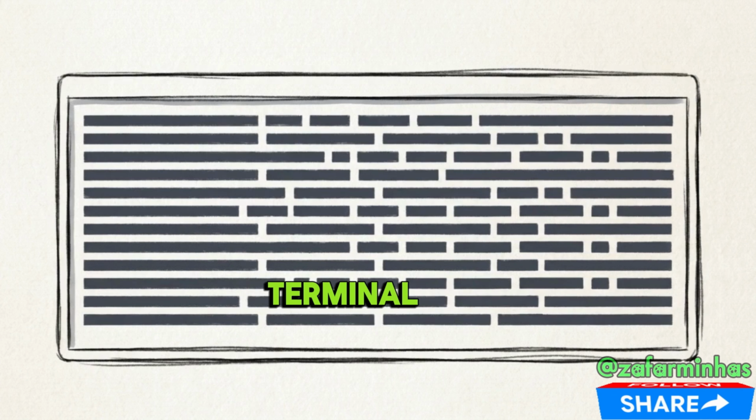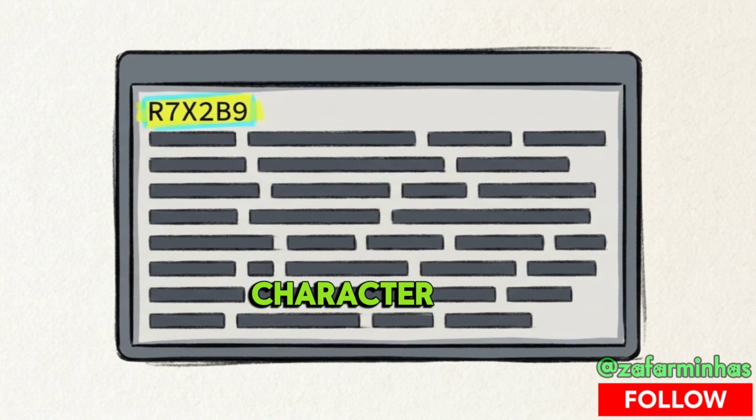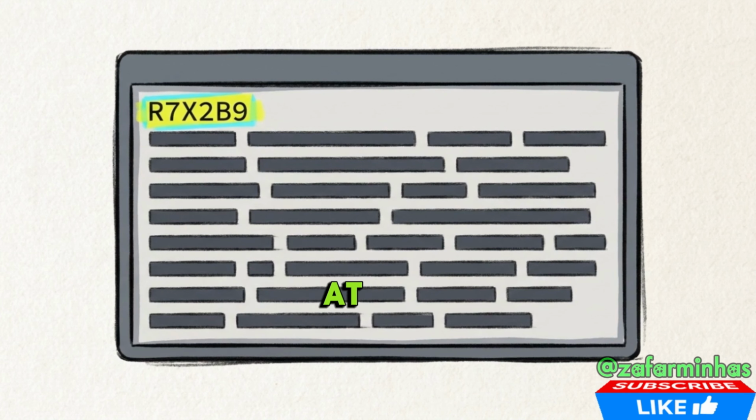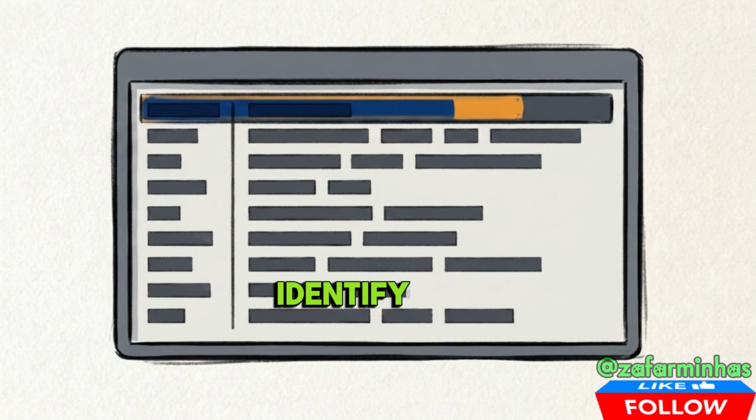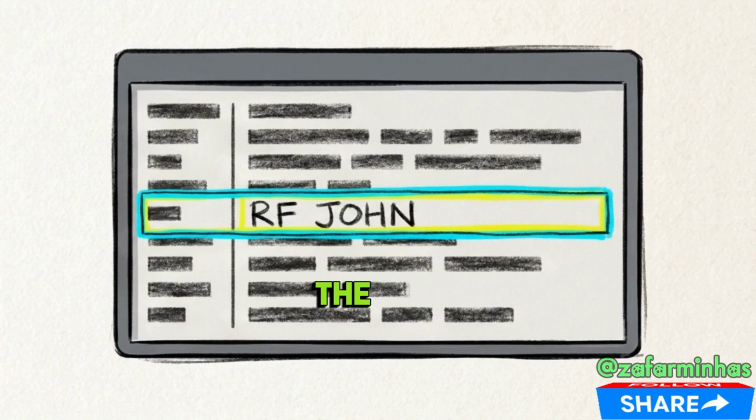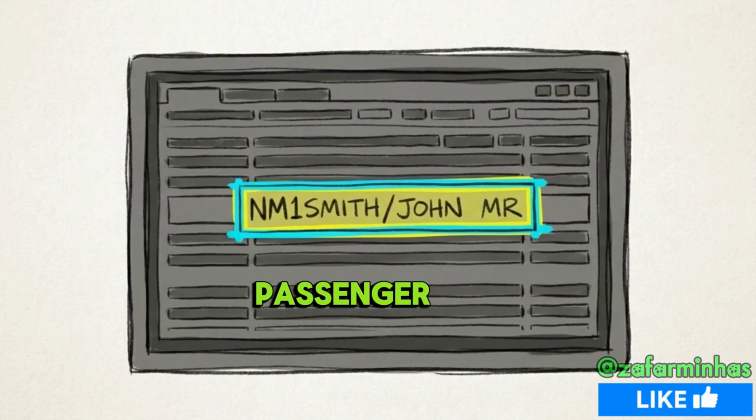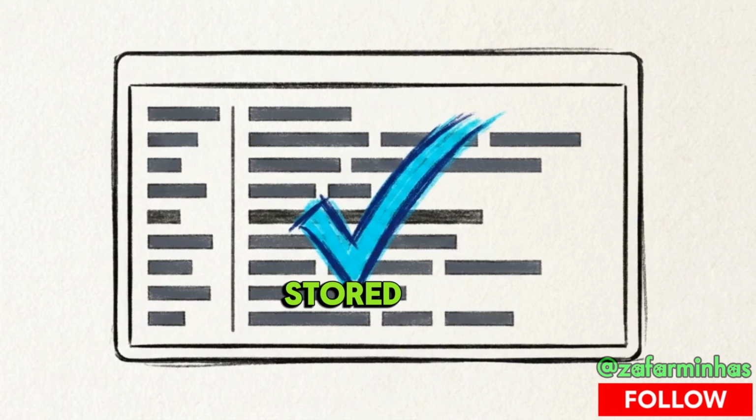Here on our completed terminal screen, you can see the result. The system has accepted the entries and generated a unique 6-character alphanumeric record locator right at the top. Scanning down the screen, we can clearly identify the phone contacts, the received from signature, the flight itinerary, the passenger names, and the ticketing status, all safely stored.